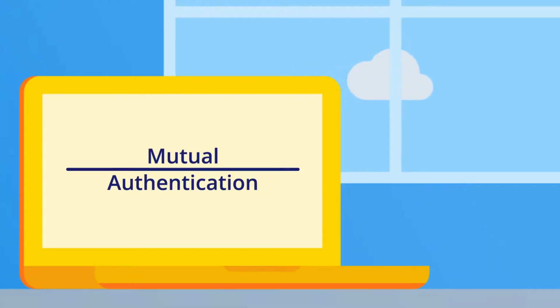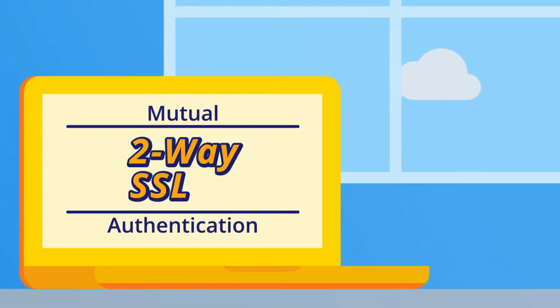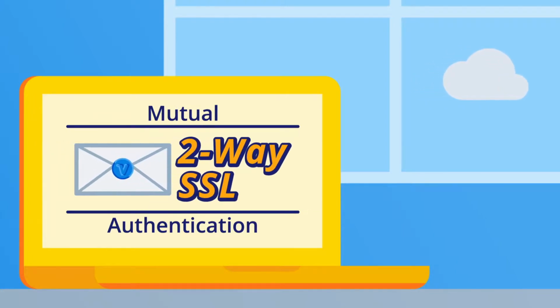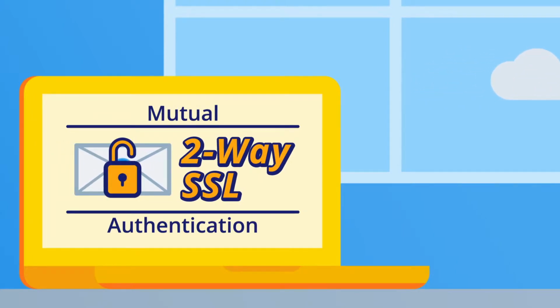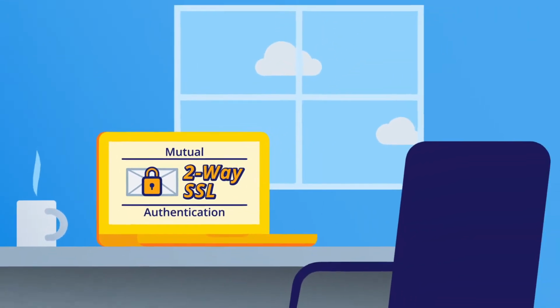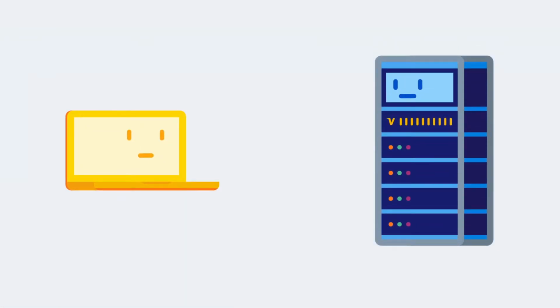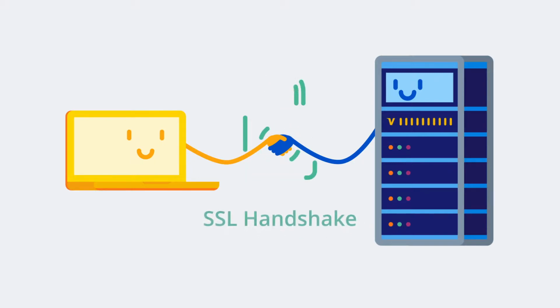Mutual authentication, also commonly referred to as two-way SSL, is a security method that Visa uses to securely encrypt and authenticate the API requests on Visa Developer. In two-way SSL authentication, the client and server need to authenticate and validate each other's identities. The authentication message exchange between client and server is called an SSL handshake.